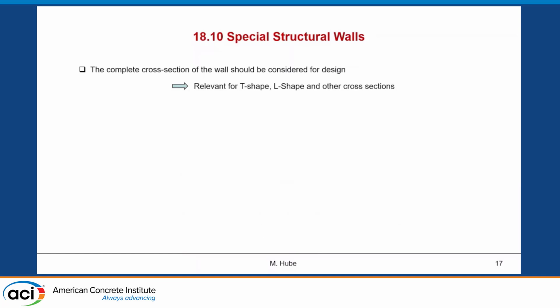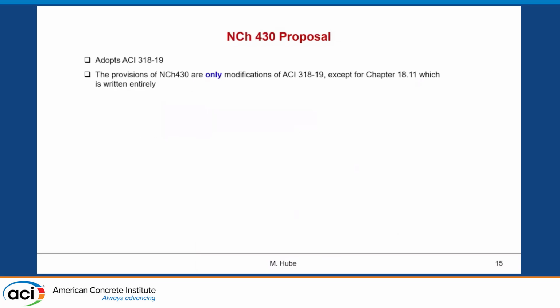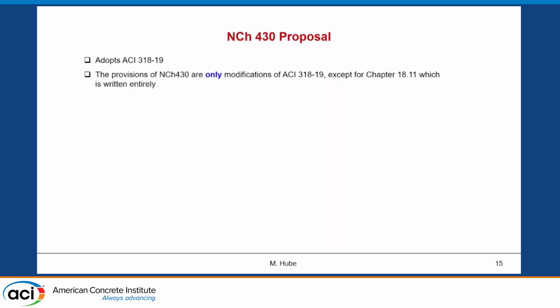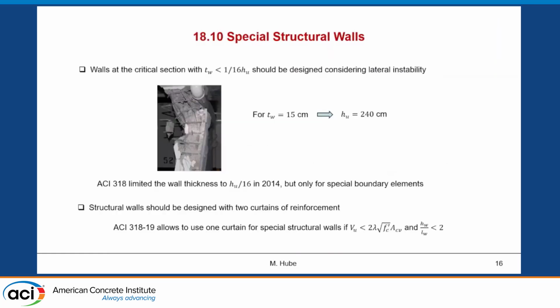Another thing that we have is that if you have a T-shaped wall or L-shaped wall, you should compute the interaction diagram assuming the complete cross-section. That's because we have a weird cross-section, and some people are trying to make 3 different cross-sections so that you can analyze them independently, because it's difficult to do an interaction diagram with that wall.